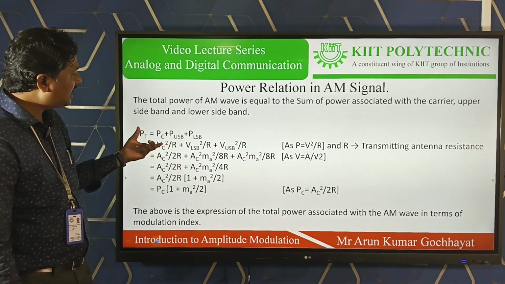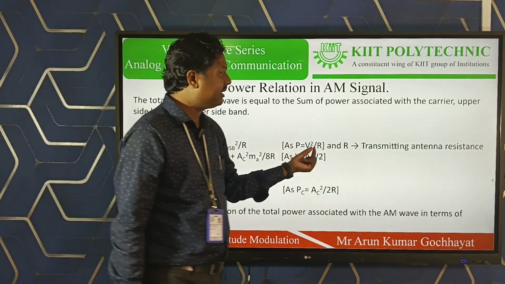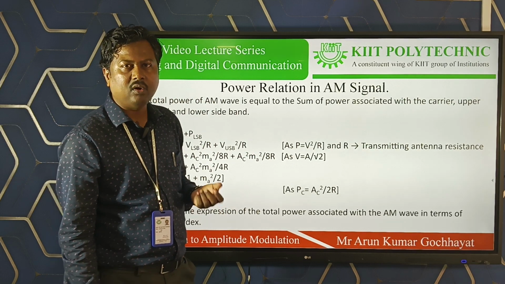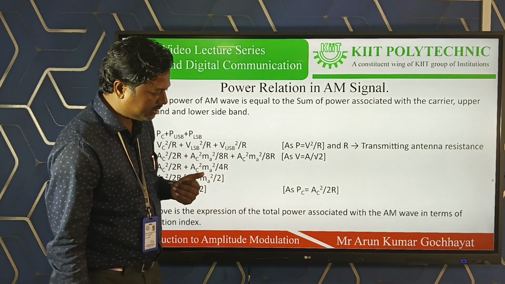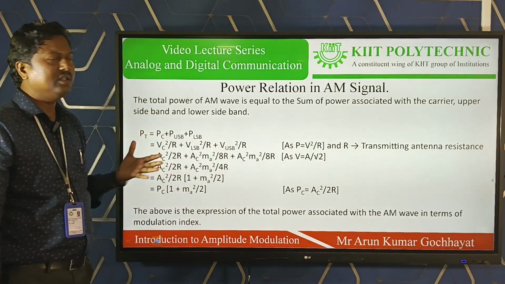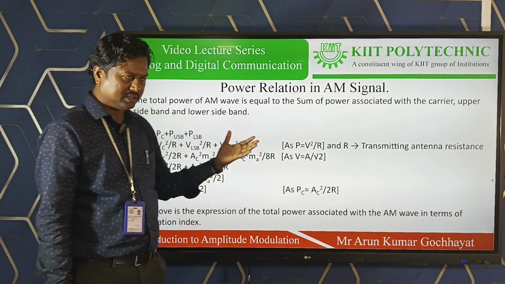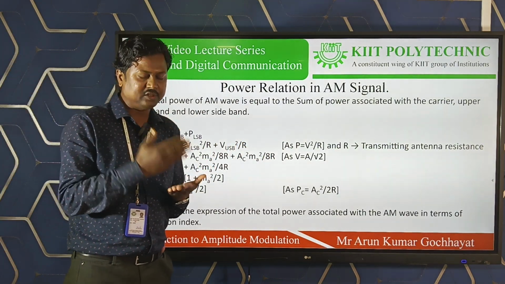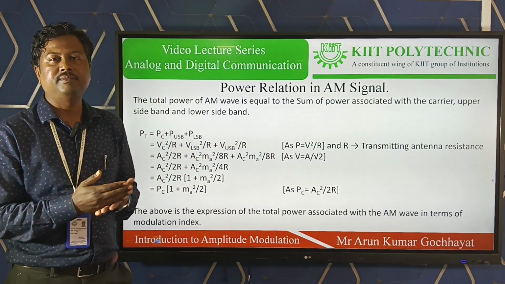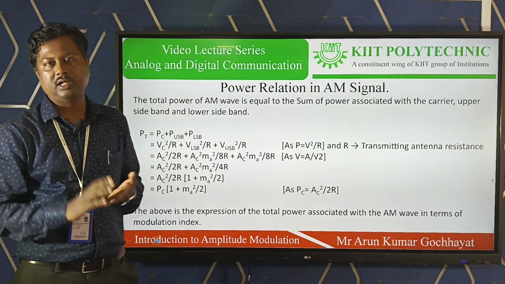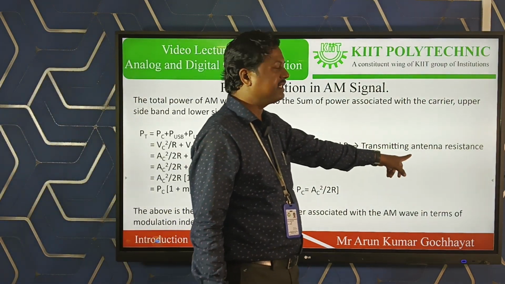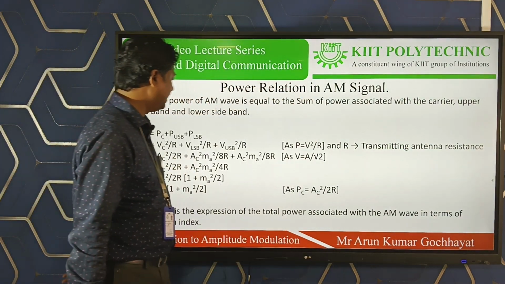So here what is R? R is something that represents the resistance of the transmitting antenna or receiving antenna, whichever we are considering. As we are considering the modulated signal, that is always associated with the transmitting antenna. Modulated signal is always being transmitted from the transmitting end to the receiving end with the help of the transmitting antenna. So here this is associated with the transmitting antenna.